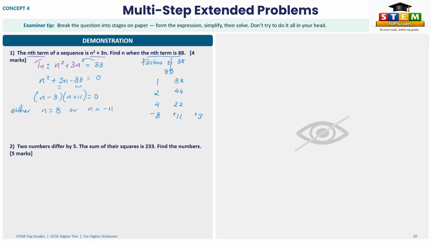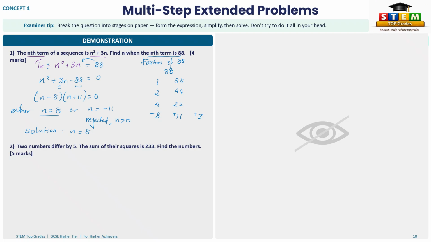So, getting back to that question, n is equal to 8, n is equal to negative 11. Now, nth term, n cannot be negative, so we're going to say rejected in that case, and the reason is n has got to be greater than 0. So your solution is n is equal to 8, and it's the 8th term.